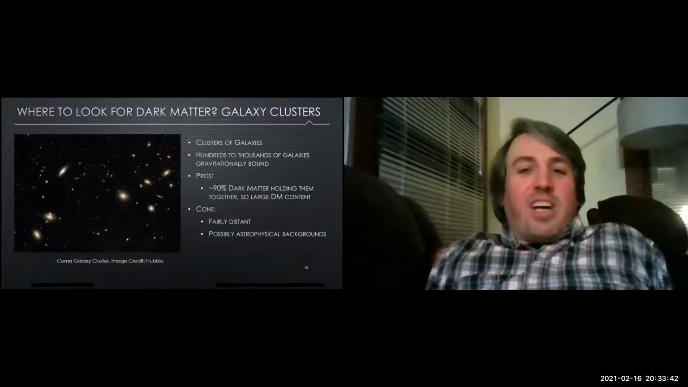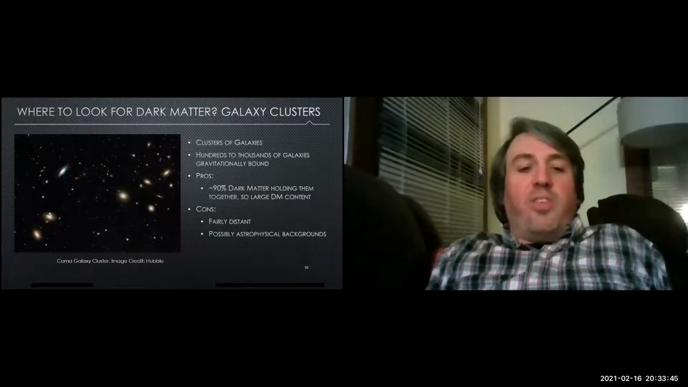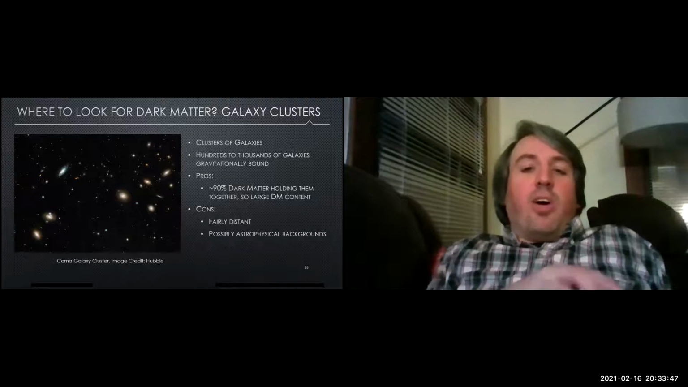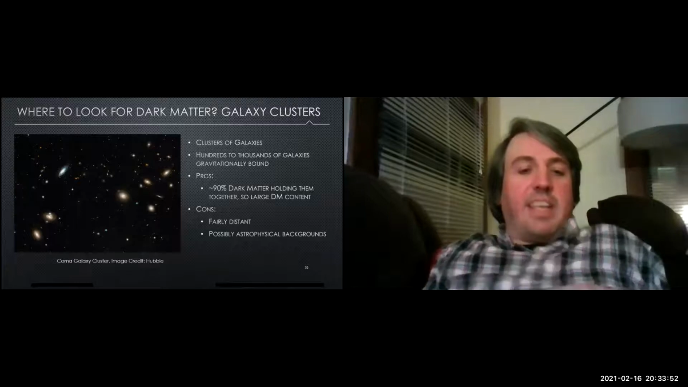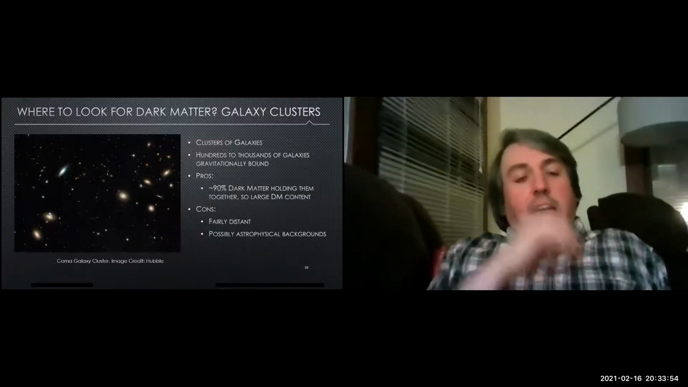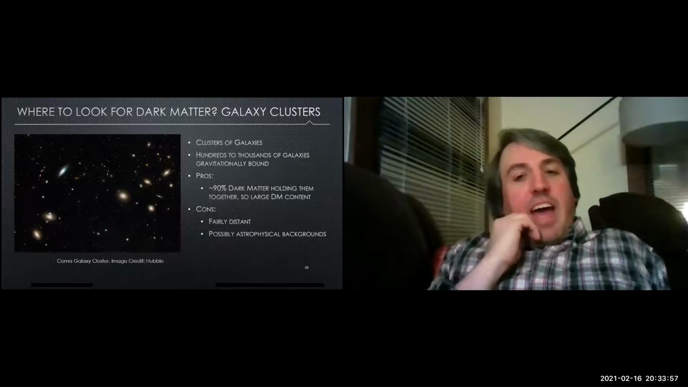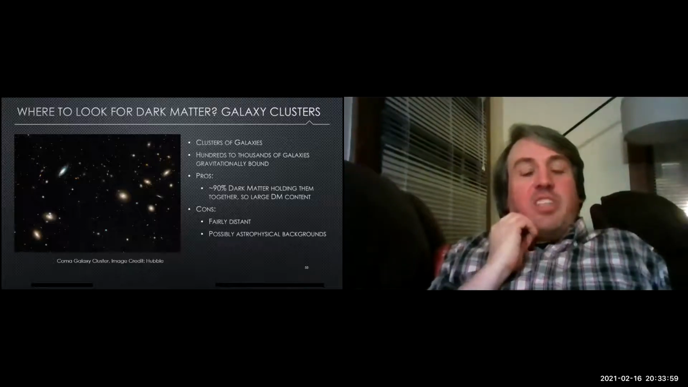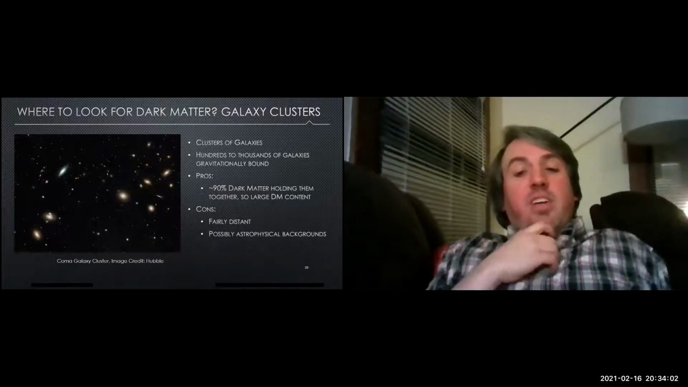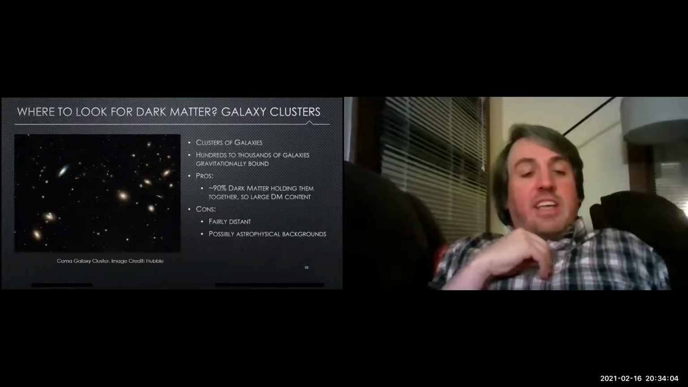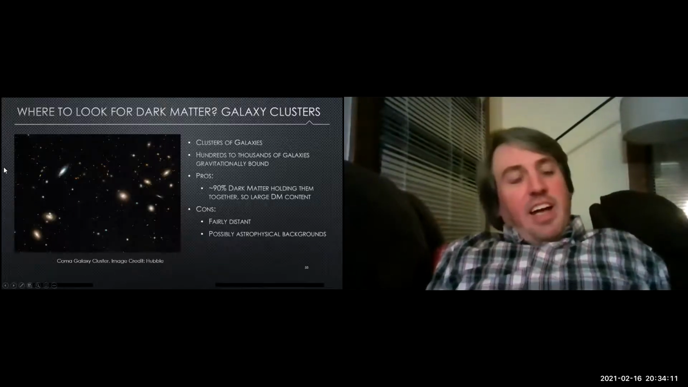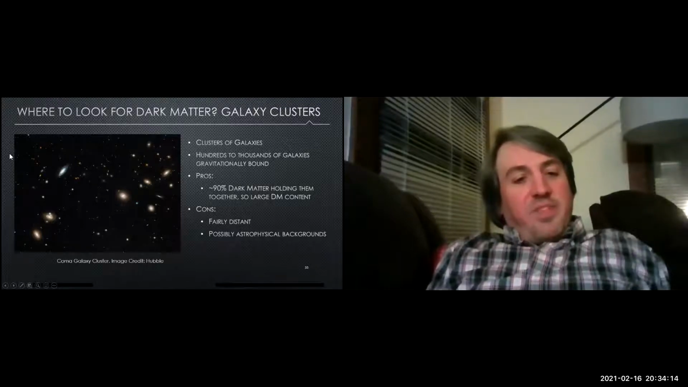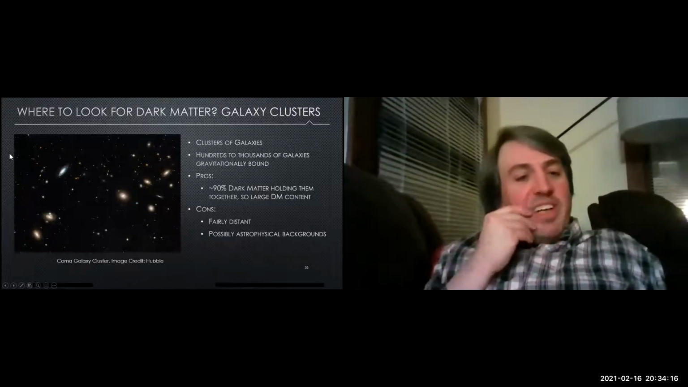So where else to look for dark matter? Galaxy clusters, so clusters of galaxies. These are essentially hundreds of thousands of galaxies that are gravitationally bound to each other. The nice thing about galaxy clusters is that they should be about 90% dark matter, so the dark matter content is huge. I should say this is not a VERITAS or Fermi map. This is just a Hubble image of galaxy clusters, but I thought it was a very nice image, so I thought I'd put it in.